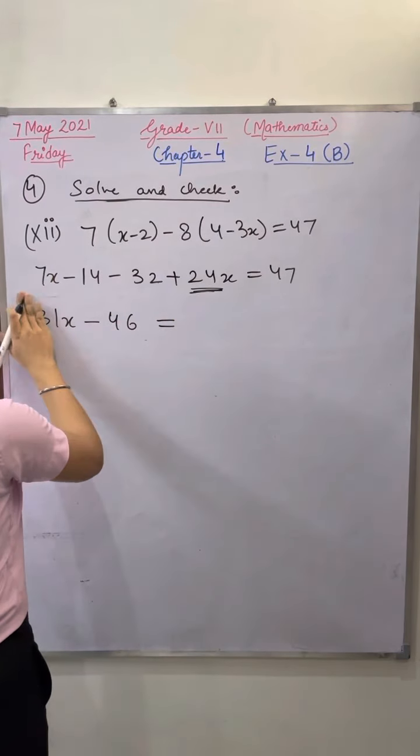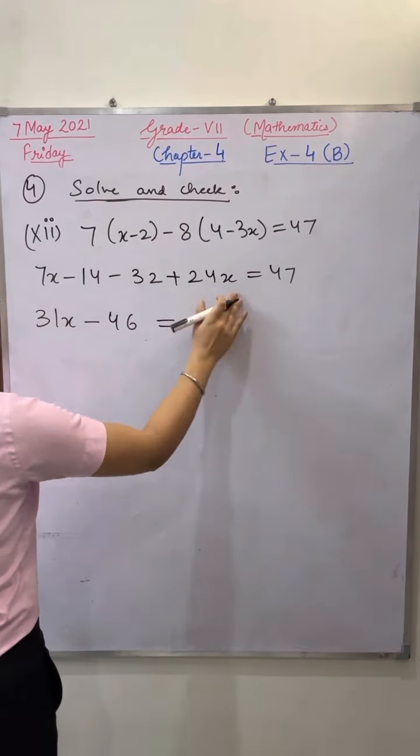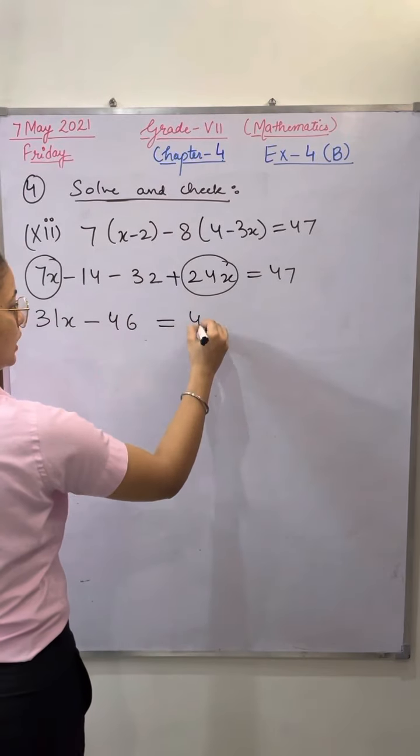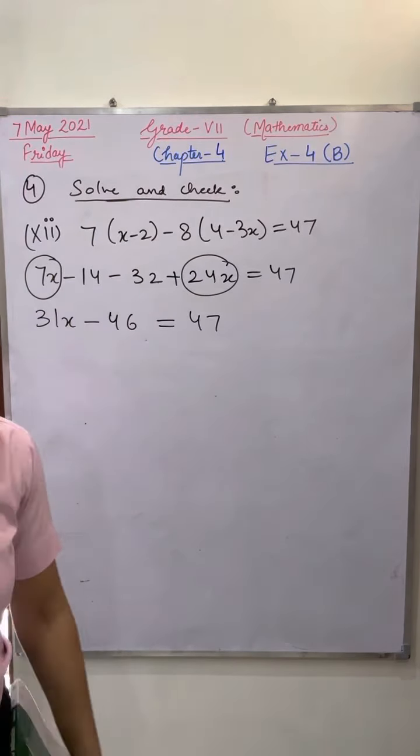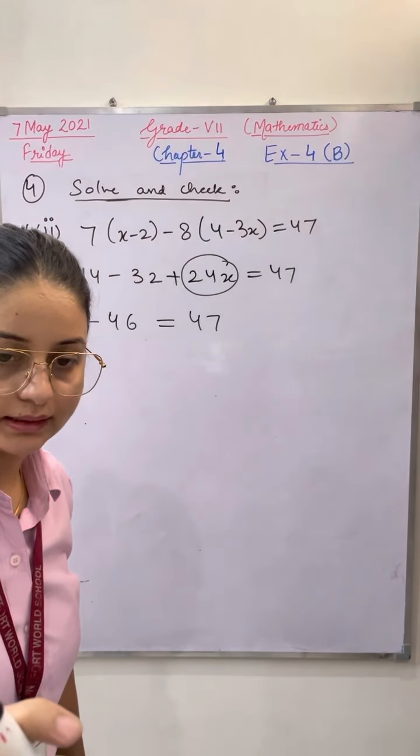Now what have I done? I have just simplified the x values here and the constant values here, is equals to 47 is left. Now I have to apply some method. I'm going to unmute some students.